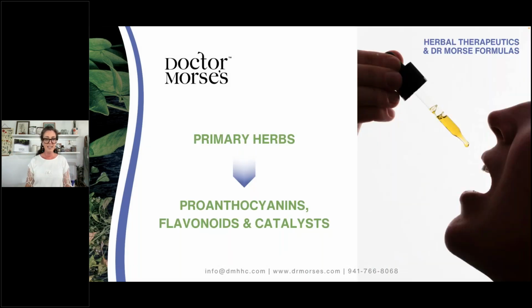Okay, so let's meet our herbs. We don't have multiple categories here. We just have one big category of herbs, which is our proanthocyanins, our flavonoids. These are all different types of antioxidants, and our catalysts, which is a type of warming, stimulating herb that's really supportive for the circulatory system.